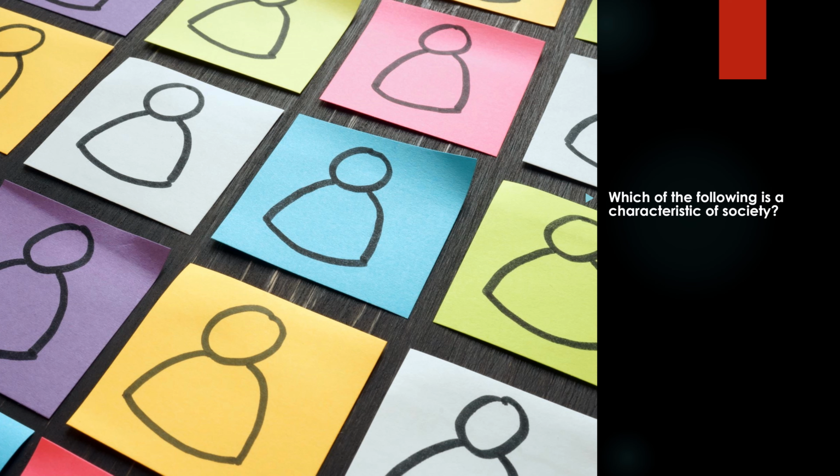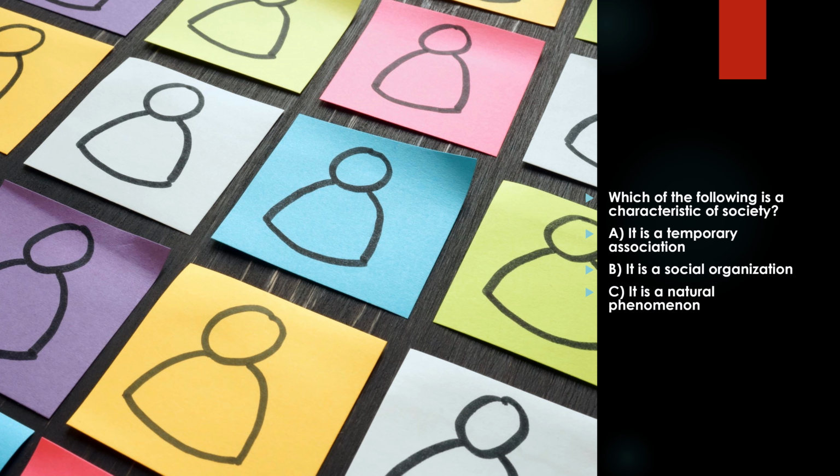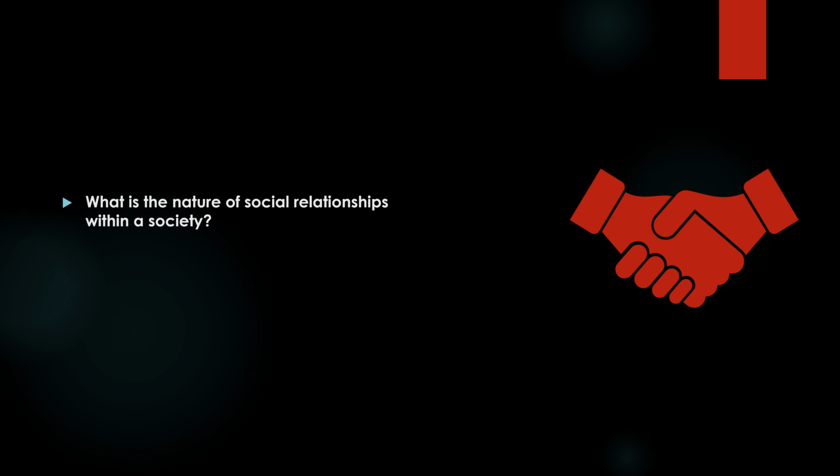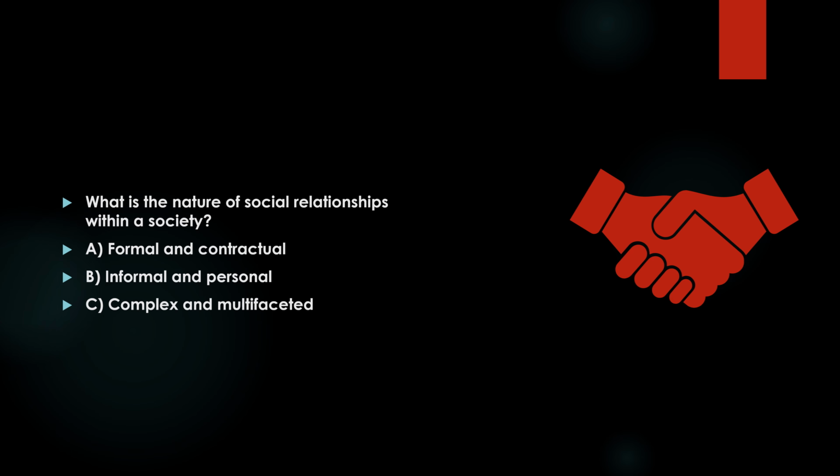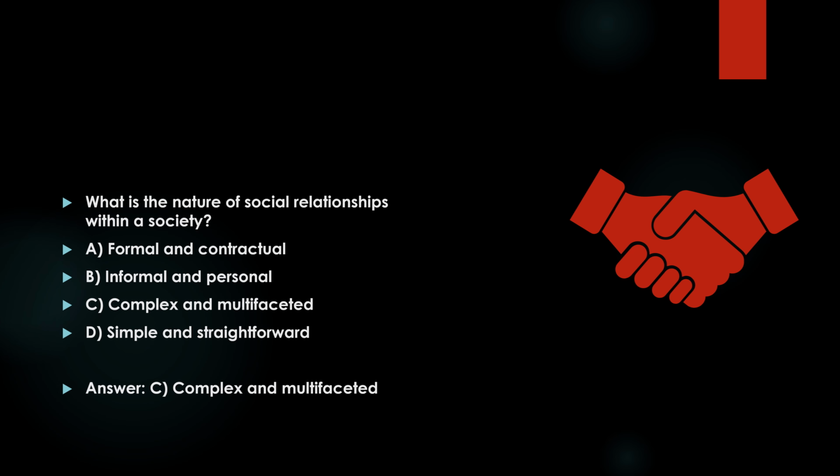Which of the following is a characteristic of society? It is a temporary association, it is a social organization, it is a natural phenomenon, it is a deliberate creation. Answer B. It is a social organization. What is the nature of social relationships within a society? Formal and contractual, informal and personal, complex and multifaceted, simple and straightforward. Answer C. Complex and multifaceted.